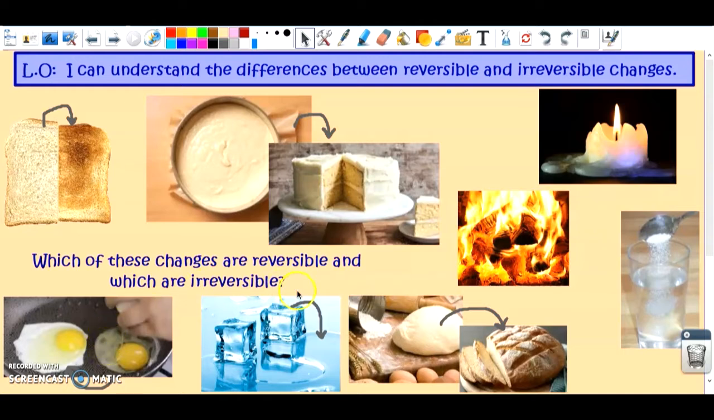So which is reversible and which is irreversible? Pause the video and have a little bit of a decide for yourself.